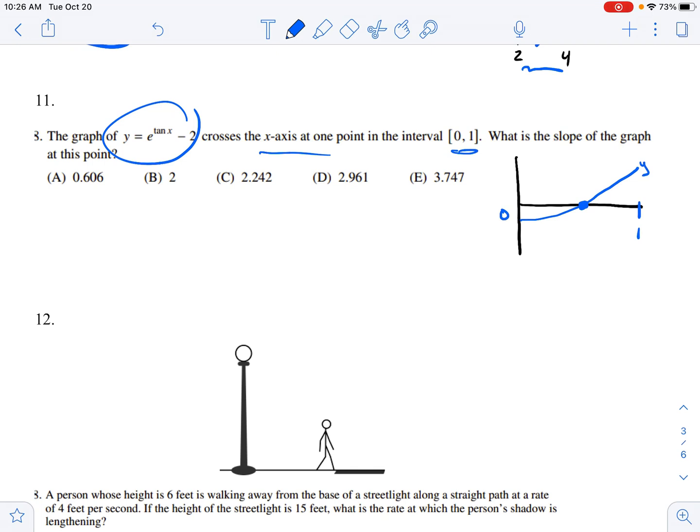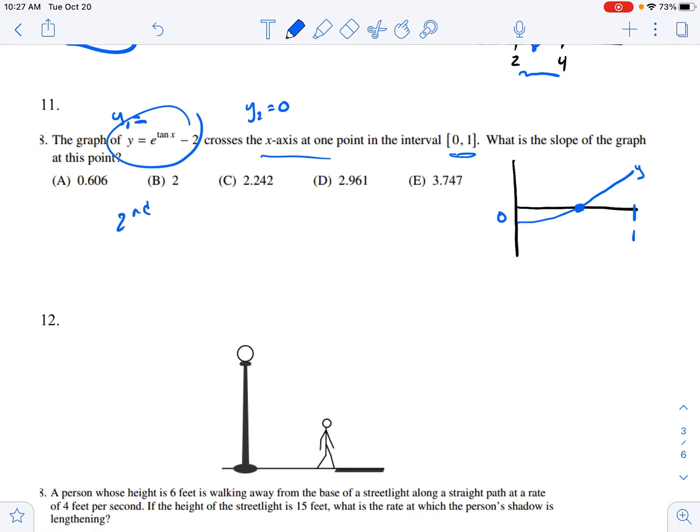So what I'm going to do, I have this graphed in y1. In y2, I'm going to graph the x-axis, which would just be y2 equals 0. And now the reason I do that is I can now use the intersect function. So I'm going to do second calc. And I'm going to go to number 5, intersect. And I'm going to get the cursor as close to this as I can on my screen and hit enter 3 times. Enter, enter, enter. And it's giving me the x value of about 0.606.